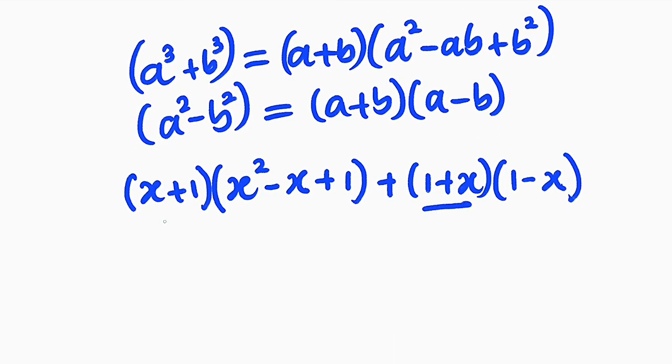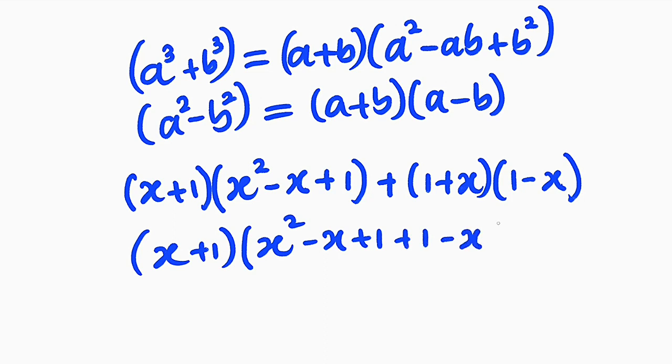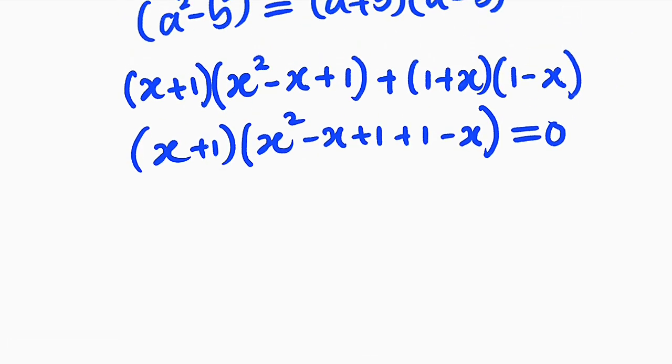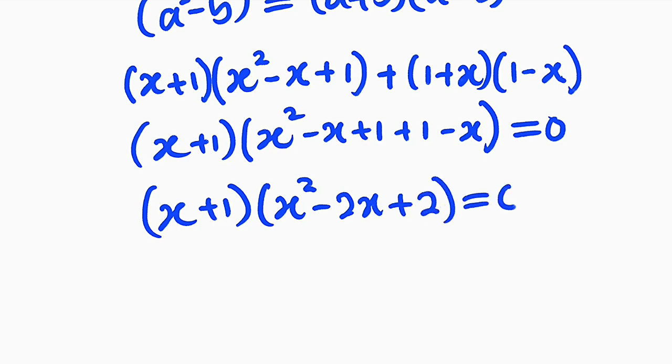If you observe, this and this are exactly the same, because 1 plus x is the same thing as x plus 1. So I can take x plus 1 in common. Then inside we have this plus this, right? x squared minus x plus 1, then plus 1 minus x. Remember to equate this to 0. If you simplify this, you have x plus 1 multiplied by x squared minus 2x plus 2. The whole of this equal to 0.